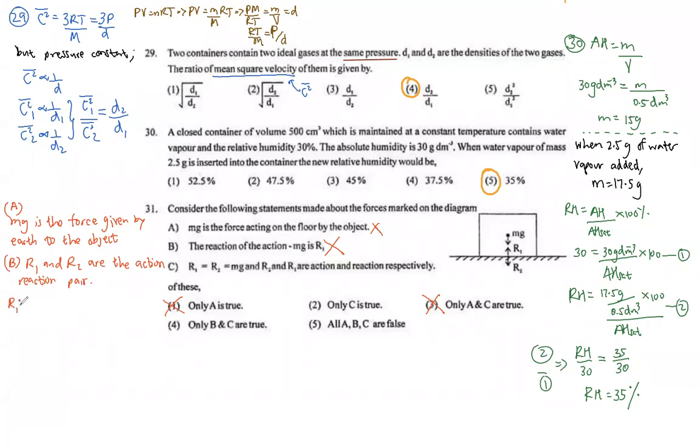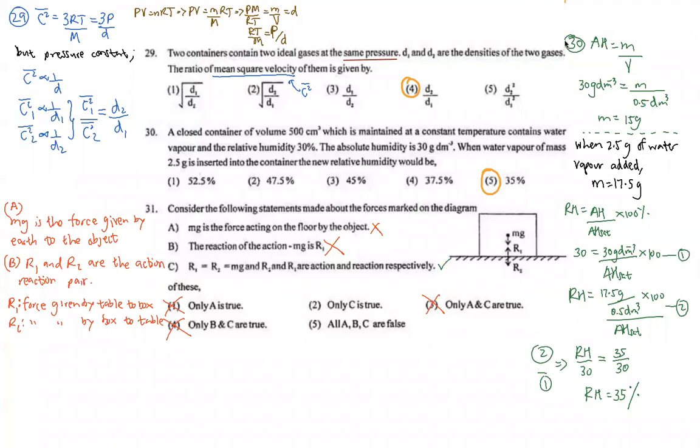R1 means force given by table to box, and the reaction should be the other way around. R2 should be the force given by box to table, but mg is not that. And the other thing, R1 and R2 should be acting on two different objects as well. So B is also wrong. Then fourth is wrong. It's either second, if not fifth. R1 is equal to R2 and R2 is equal to mg, and R2 and R1 are action-reaction respectively. That's correct. This is correct.